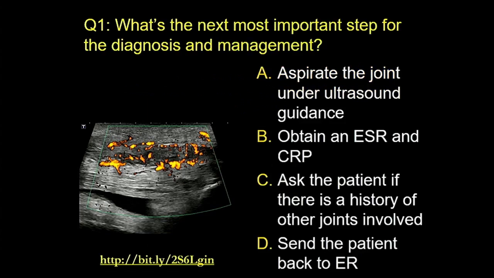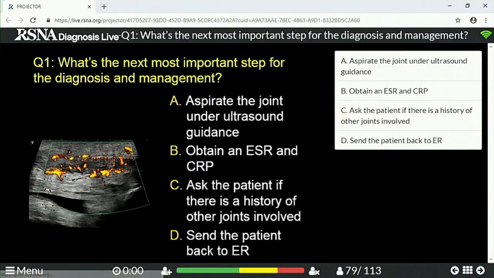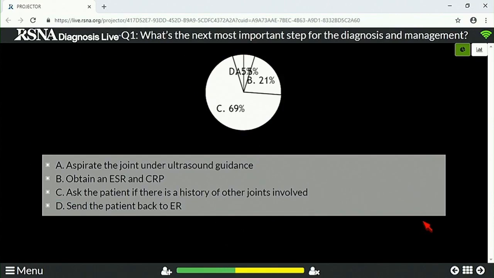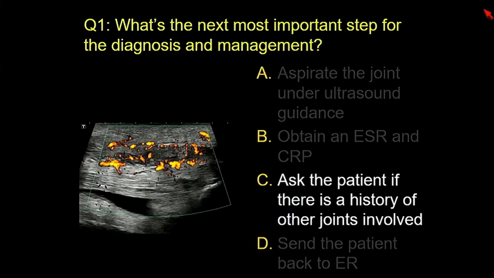Okay, so the first question is, what's the next most important step for the diagnosis and management of this patient? Is it to aspirate the joint under ultrasound guidance, obtain an ESR and CRP, ask the patient if there is a history of other joints involved, or send the patient back to ER? Okay. So, most of you thought to ask the patient if there is a history of other joints involved, and that is the correct answer.